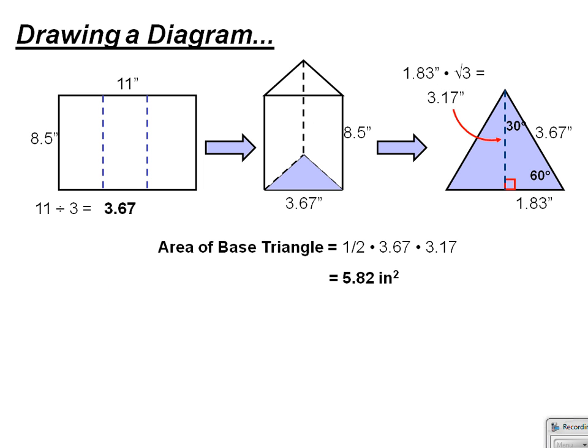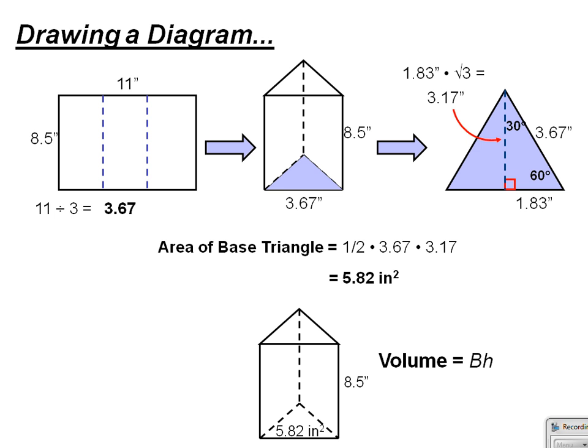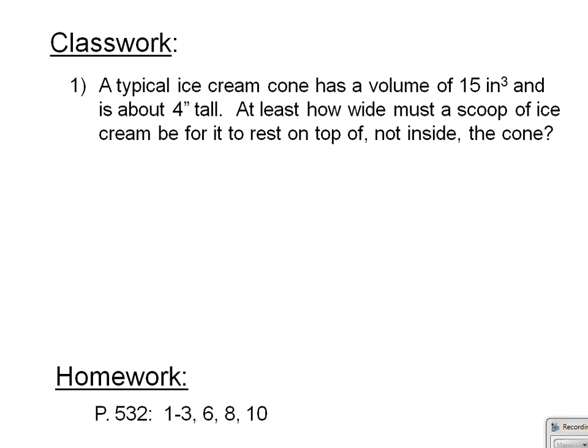Continuing this problem, now that we know the area of the base, we can find the volume of the prism by multiplying the area of the base times the height of the prism. So the area of the base is 5.82 square inches. The height is 8.5 inches. Then we just take the area of the base times the height, 5.82 times 8.5, and we get for a final answer 49.47 cubic inches. Thus concludes today's lesson.